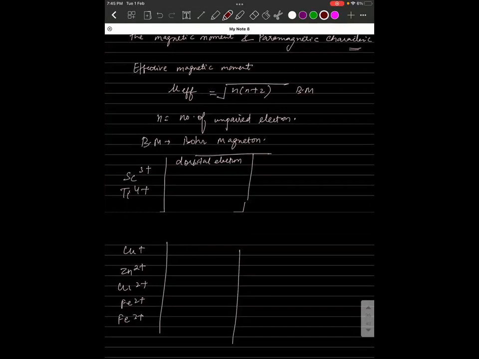So for Sc3+, you tell me the d orbital electrons for it. How many d orbital electrons will be there? 0? Yes. Now for Ti4+. Same, 0. Next. See, 2.